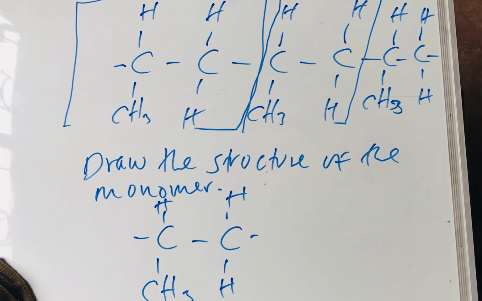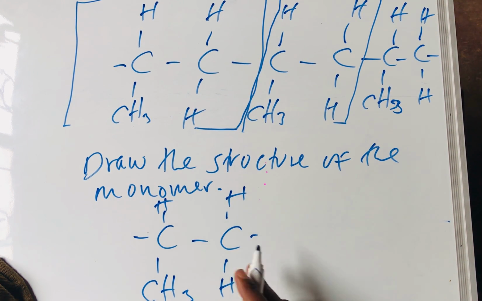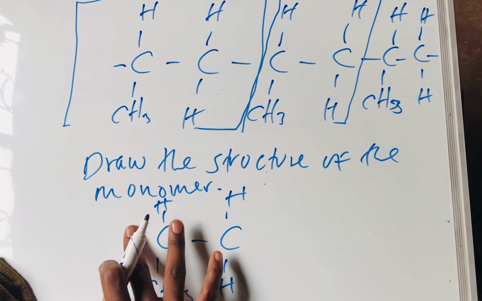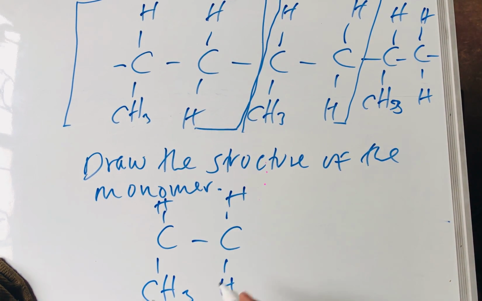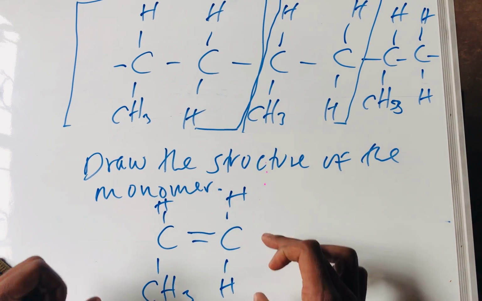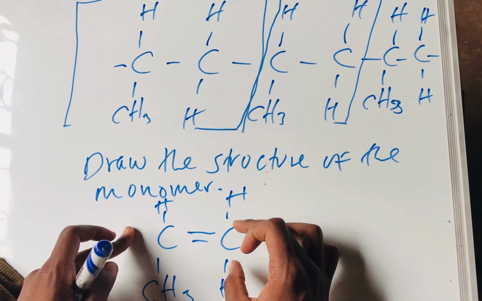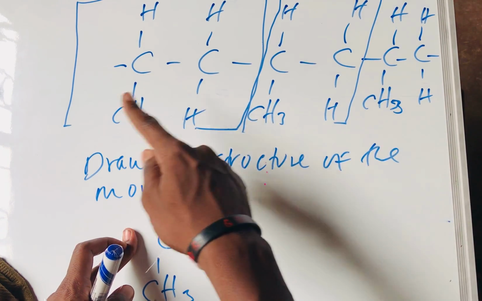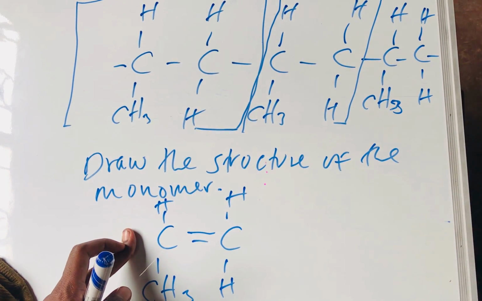One repeating unit looks like this. So to draw the monomer, you look at one repeating unit, you get rid of those bonds there, and then you just put a double bond there. And so this is the structure of the monomer. This is propene as a monomer, meaning that you are adding a lot of molecules that look like this in structure to form this whole compound there.